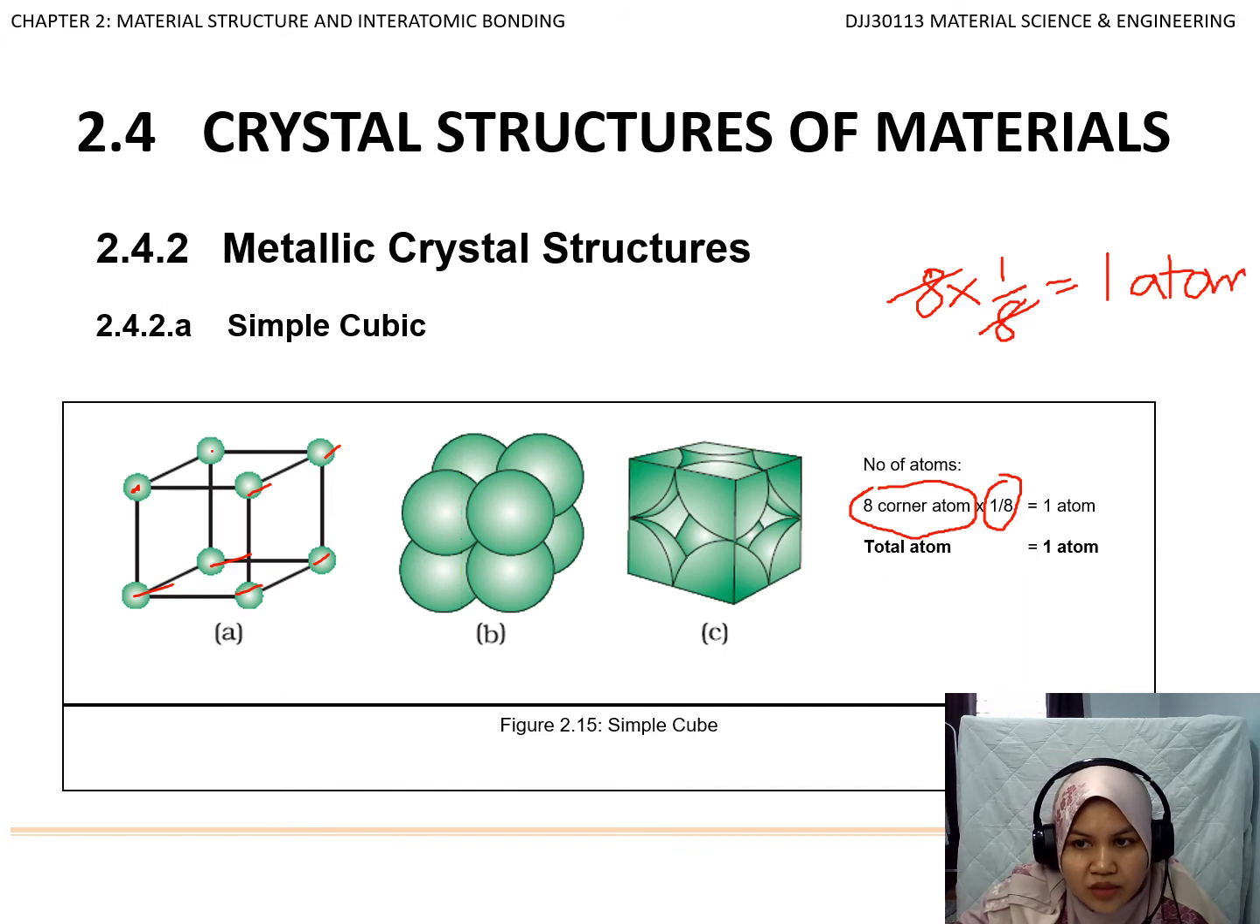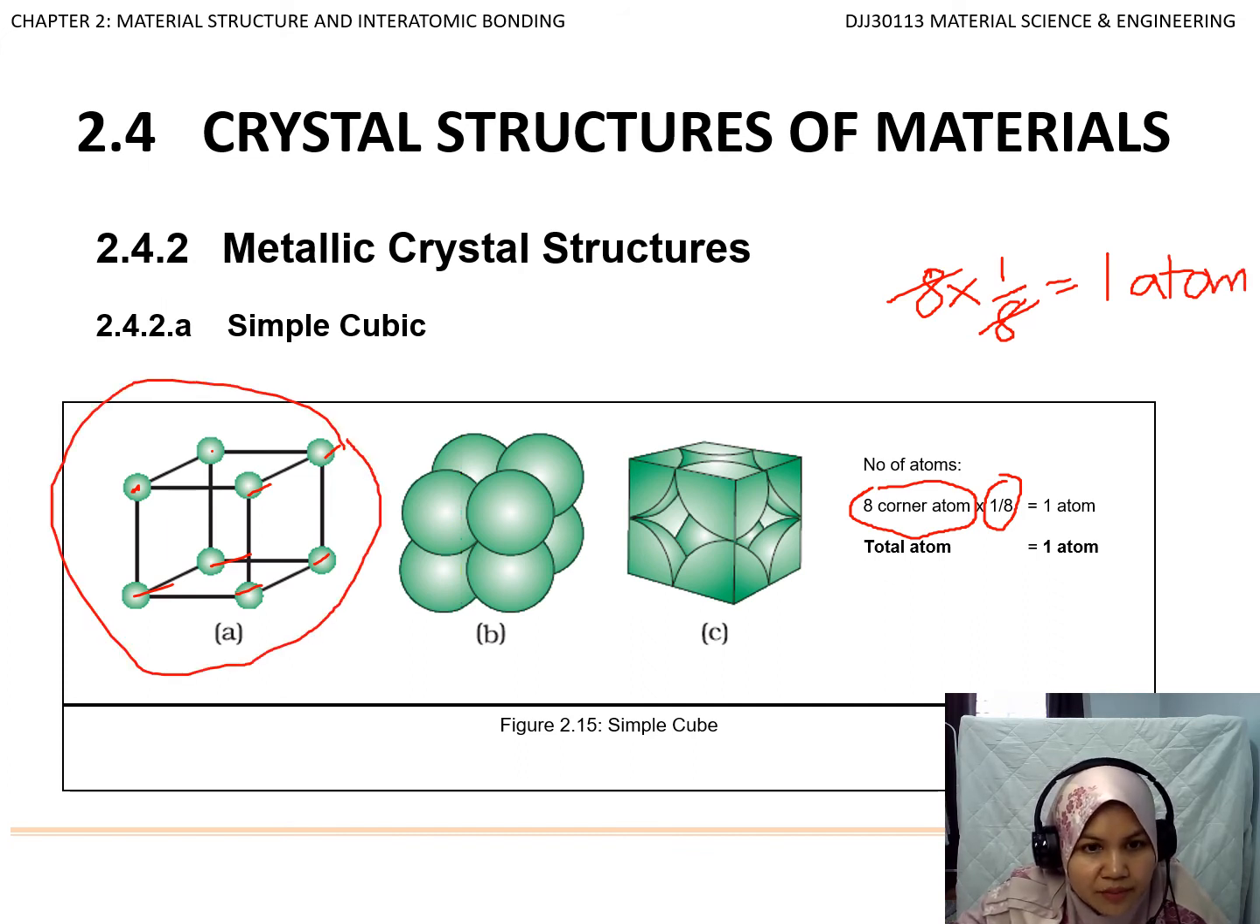Okay. So what is important later is that you must know how to draw the diagram of simple cubic and how to calculate how to get this atom value. Alright.